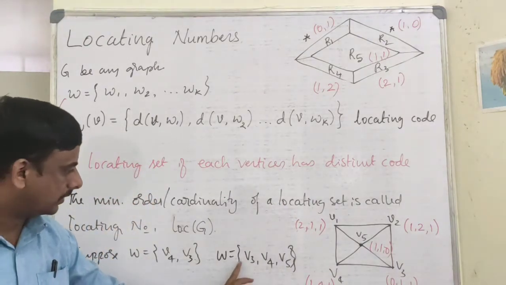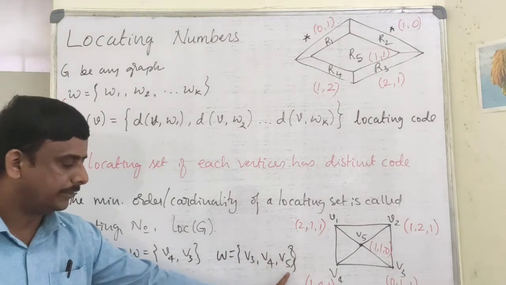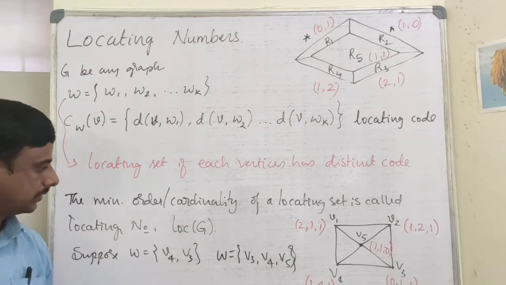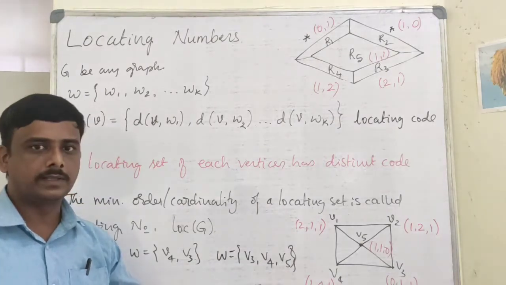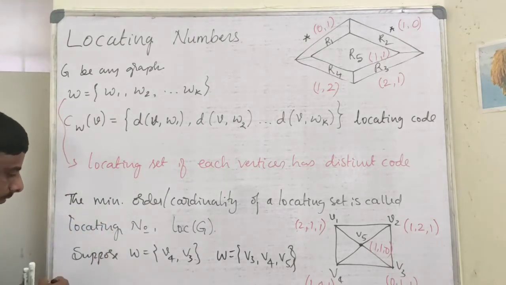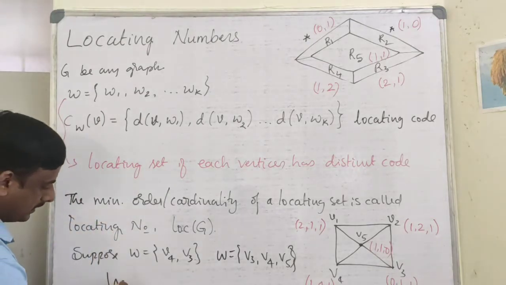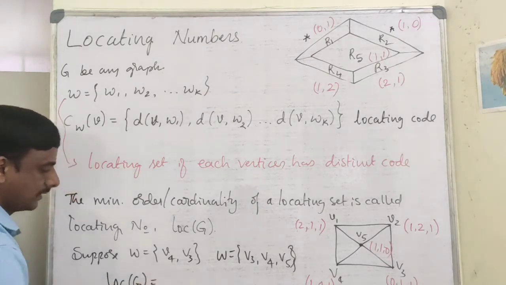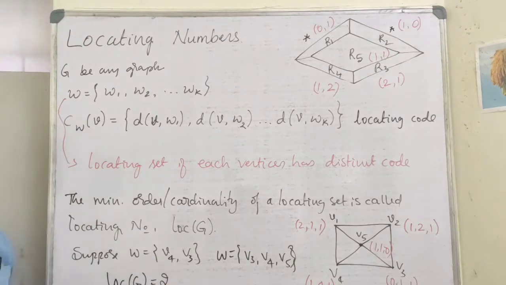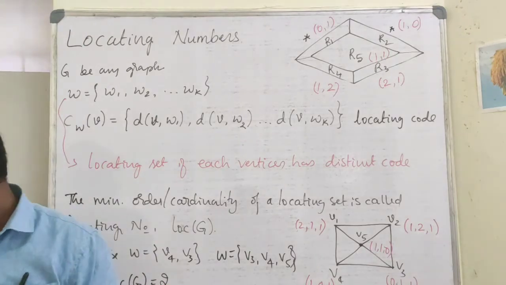So W equal to V3, V4, V5 is also a locating set. The earlier one has size 2 or cardinality 2, and this has cardinality 3. So we take the locating number of G equal to the minimum cardinality, that is 2. So that's about the locating number of G.